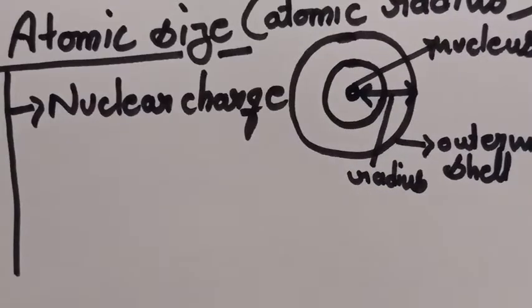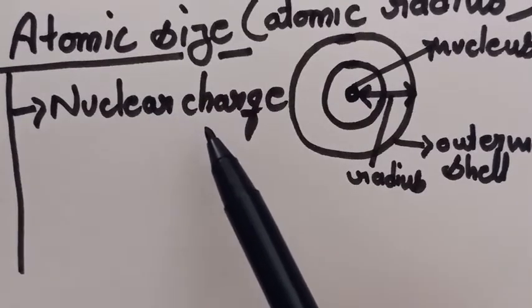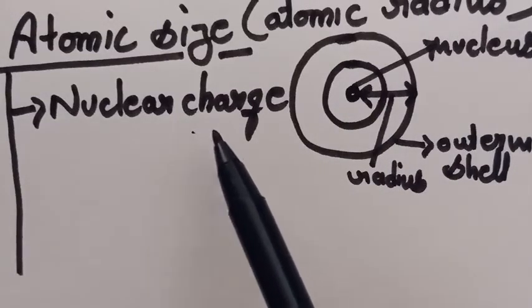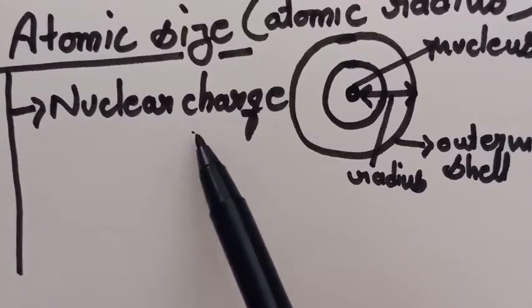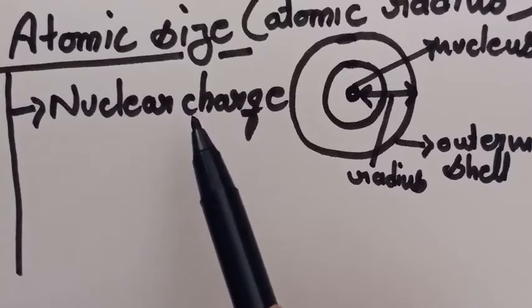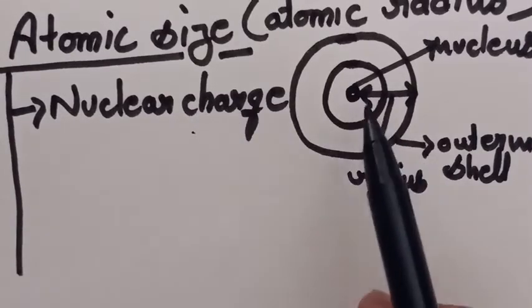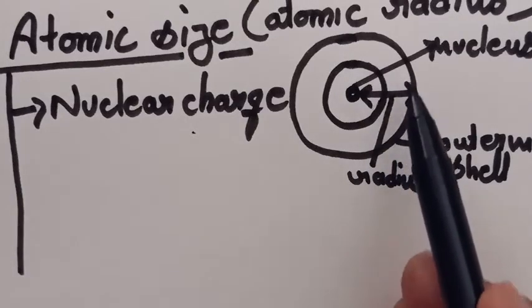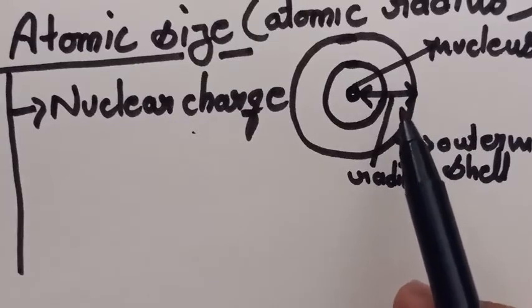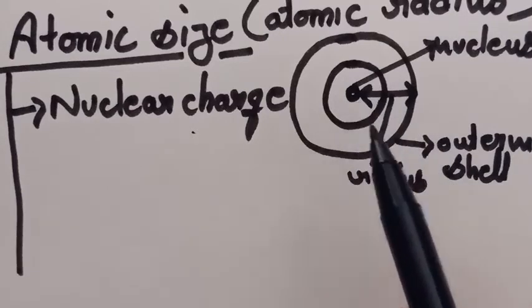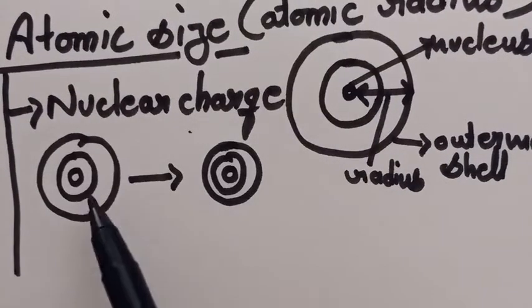The first factor is nuclear charge, which is the positive charge present in the nucleus. It is equal to the number of protons present in the nucleus. As the nuclear charge increases, the atomic size decreases, because the electrons in the outermost shell are attracted with a greater force, and hence the structure becomes smaller.